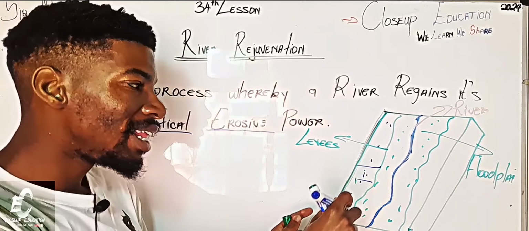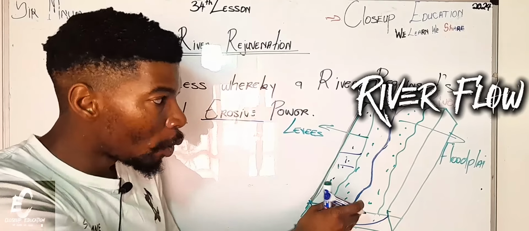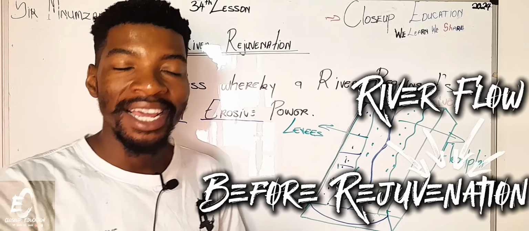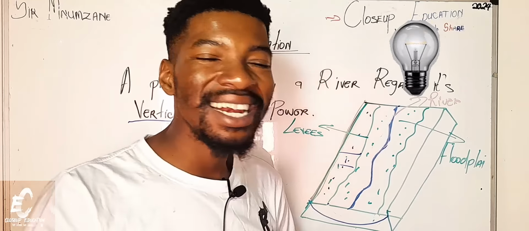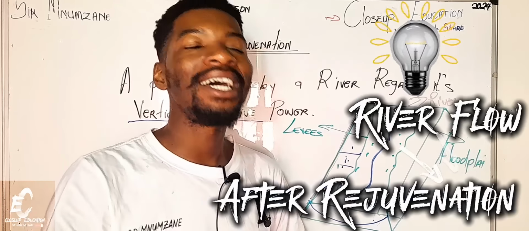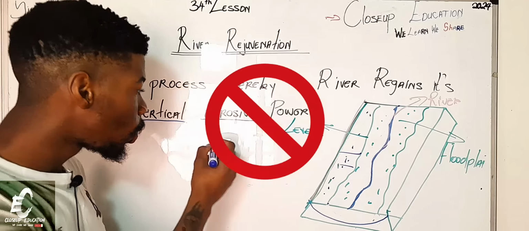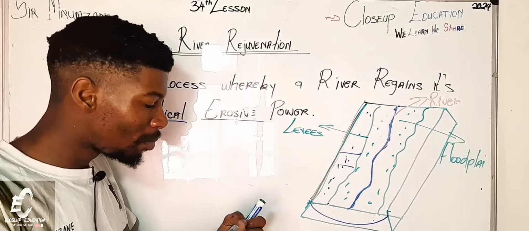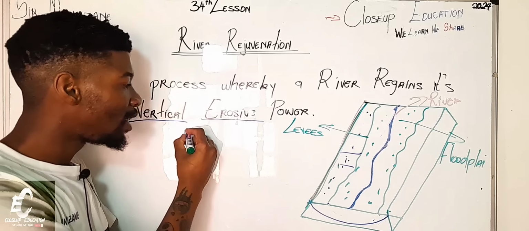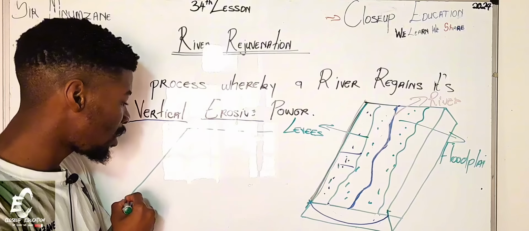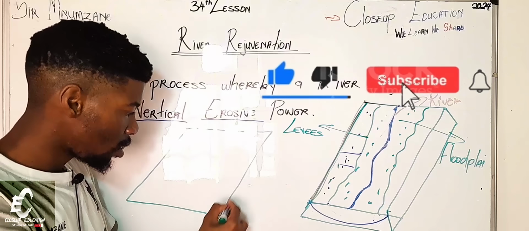Now we can understand the river flowing before river rejuvenation. Let's try to understand the river flowing after river rejuvenation. Okay, guys, this is going to be a bit tricky. Not sure about the space. That means this will be much shorter. Let me just try to create a much shorter river course, right?